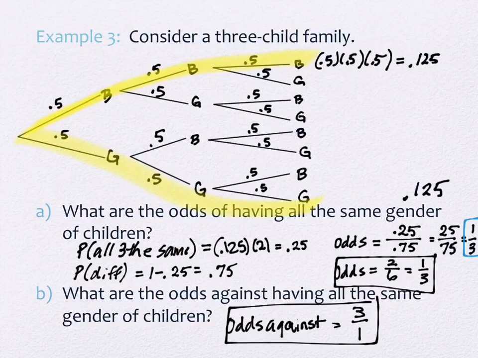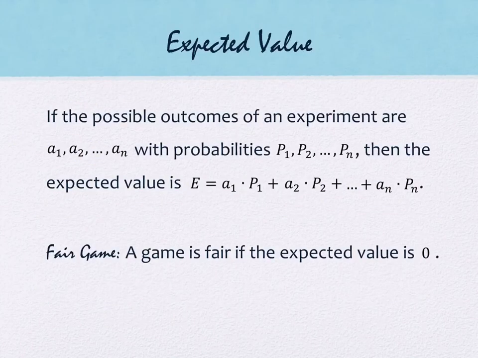The other application we're going to work on in this section is called expected value. Expected value is the expected outcome if you do a game enough times. So let's say the possible outcomes of an experiment are A1, A2, all the way up to An. Each of those outcomes has its own probability, P1 up to Pn. Then the expected value is A1 times P1 plus A2 times P2, all the way up to An times Pn.